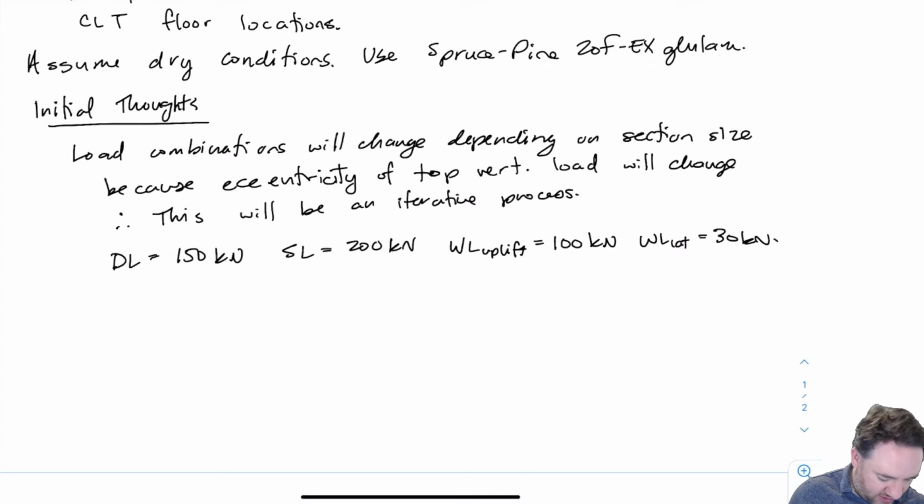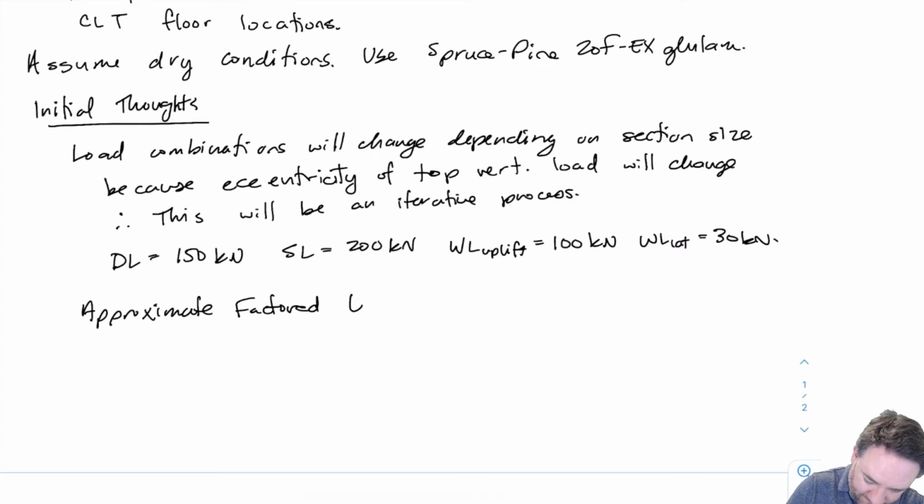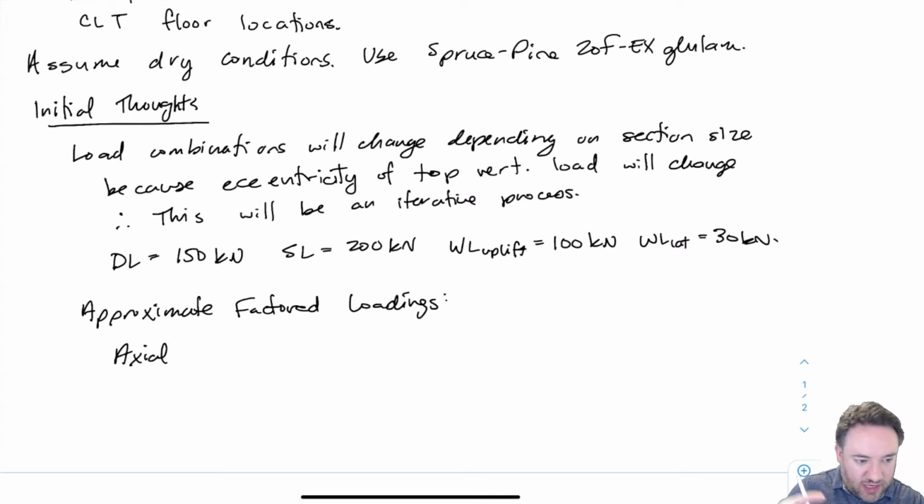Okay, so let's take a look. First I'm going to look at approximate loadings here. I'm not going into detail here. I'm making assumptions. I'm not considering my load combinations properly. I'm just making an educated guess about which load combinations may govern, and I'm trying to make conservative assumptions for all of them, just so that I can get basically an upper bound idea of what the loads are going to be.